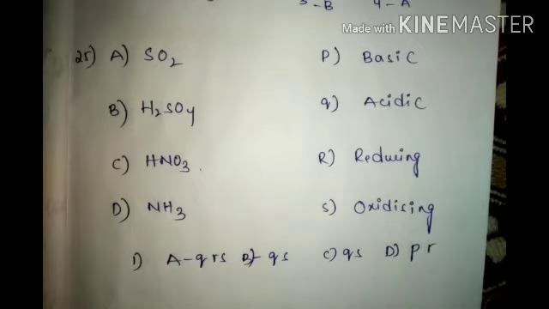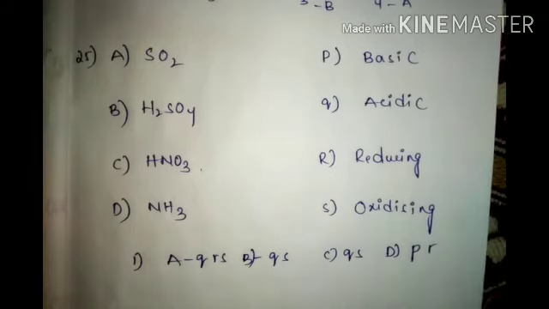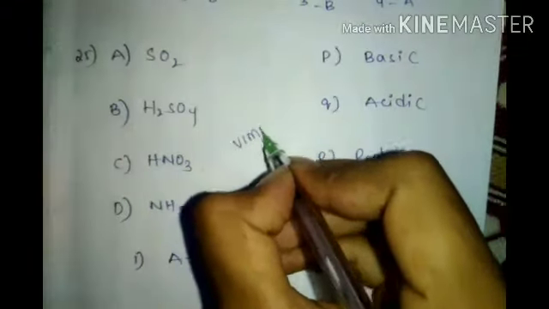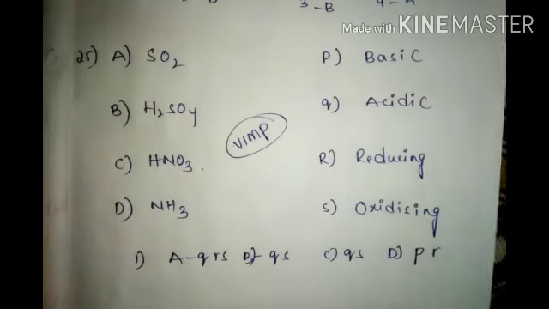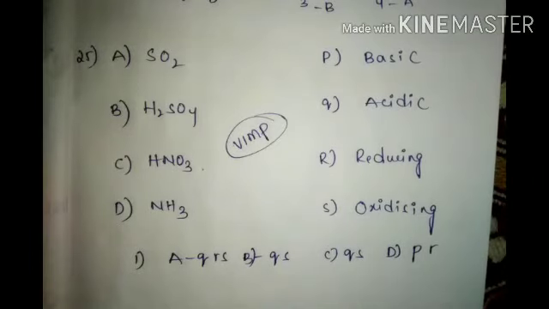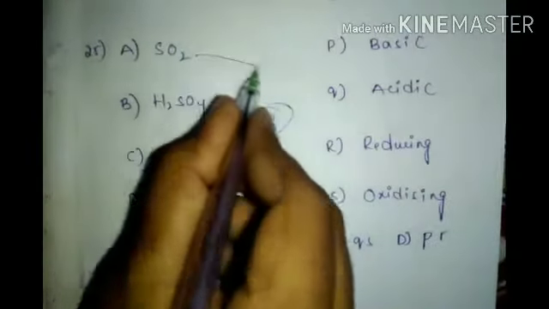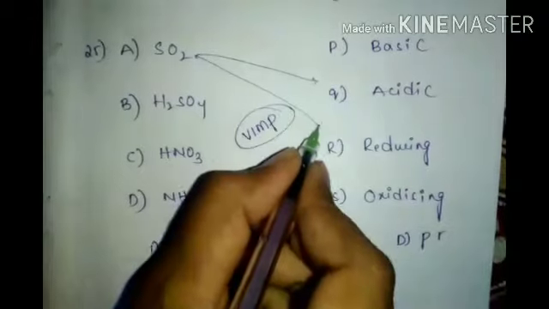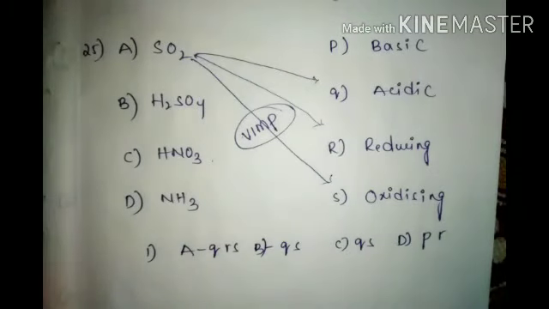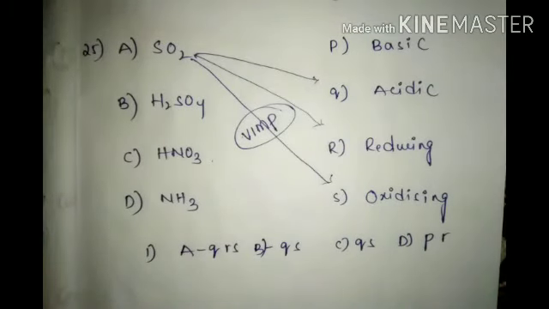H2SO4, HNO3, NH3. Basic, acidic, reducing, oxidizing. Very, very important. Last question, very, very important. See, first SO2. SO2 is acidic in nature, and reducing also, and as well as oxidizing. SO2 acts as an oxidizing as well as reducing agent and is acidic in nature. First one.